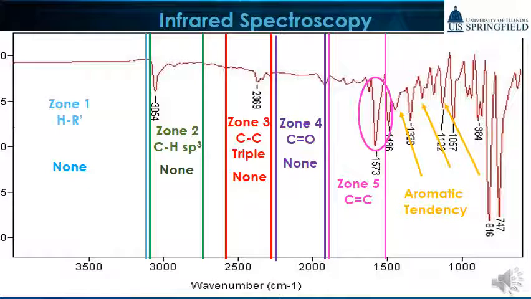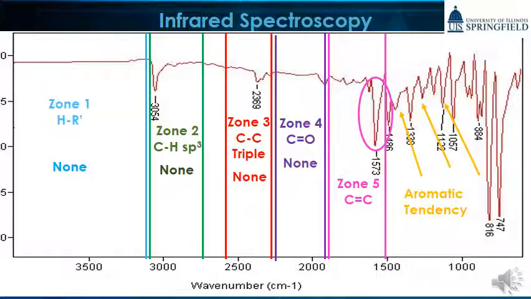Now with infrared spectroscopy, we're going to analyze each of the 5 different zones. So in zone 1, which is your proton to other functional groups, you'll see that there's pretty much no signals at all. And so that means you're not going to have any alcohols or carboxylic acids or anything containing nitrogen.